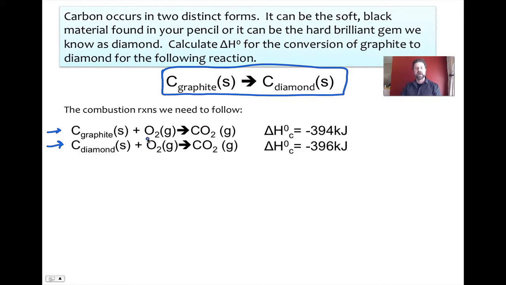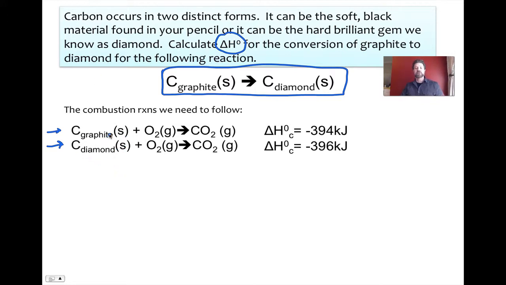Now, how do you do that? Well, you kind of own those equations that you see down below. You can do anything you want to them, including reversing them from one side to the other, or you can even go ahead and multiply them by something if you need a specific number of something. Okay? So let's go ahead and see how we're going to get carbon in the form of graphite into carbon in the form of diamond. And we're also going to calculate the energy change required for that to happen.